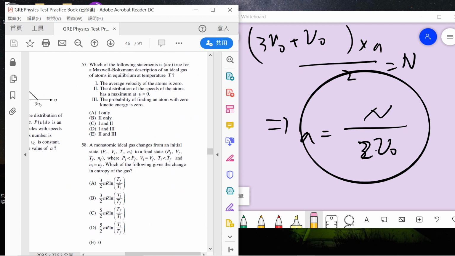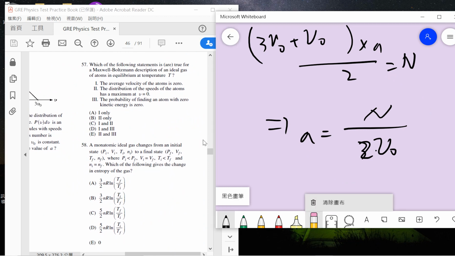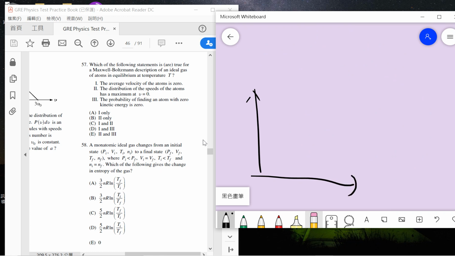58 asks about the Maxwell distribution. A nice way is you don't have to remember the form of the distribution, because I also cannot remember it. Let's say the average velocity of the atoms is 0. This is okay because the velocities will have different directions, so the average is 0.